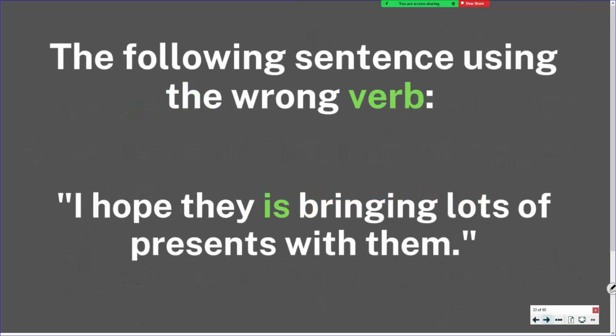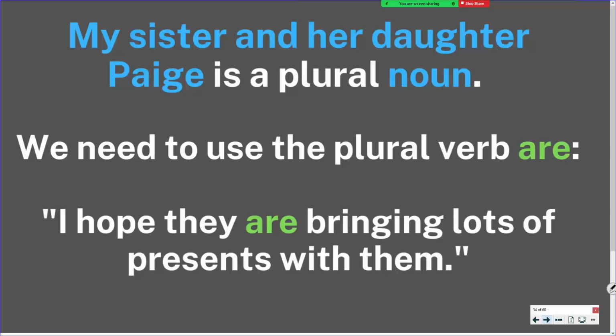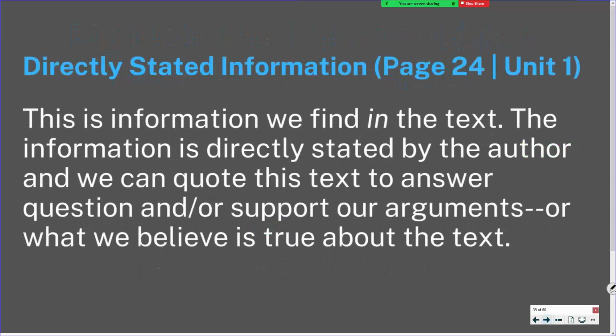So "I hope they is bringing lots of presents with them." That's wrong, right? Is is a singular verb. They is a plural pronoun. These two don't like each other. They don't work together. We need to use the plural verb. I hope they are. They is a plural pronoun, and are is plural. They are equivalent. That's how that works, okay?